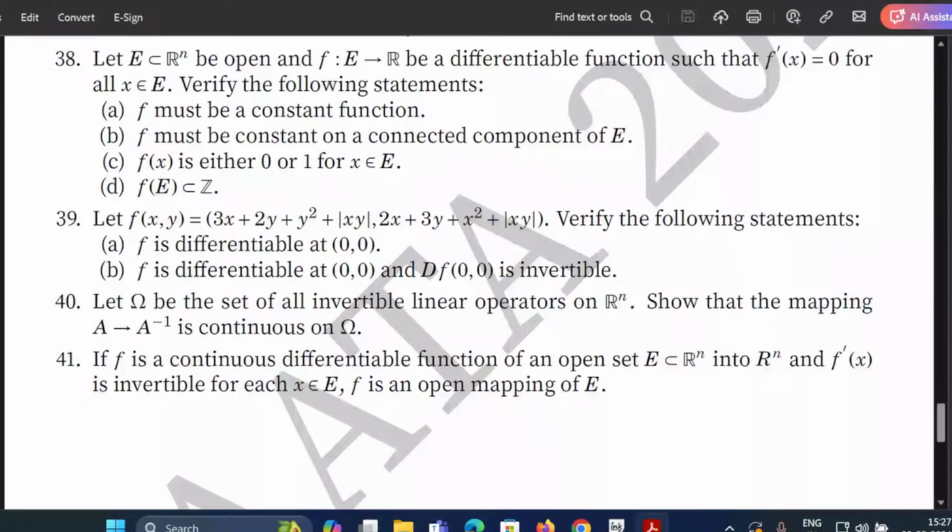Now for the connected component, we got two open sets, which means we are able to divide the connected component into non-empty open sets. What I am trying to say is, suppose we want to prove this is constant. You have to prove that it must be constant on a connected component. If it is not, then there will be 2 points where f of A is not equal to f of B.